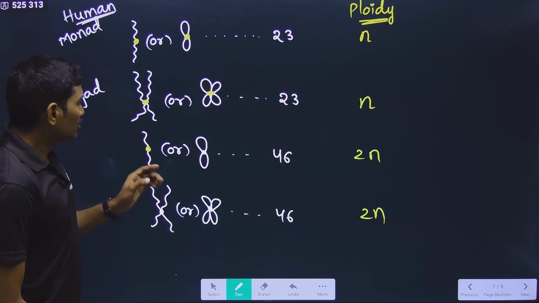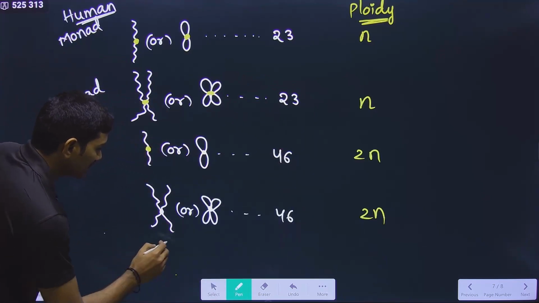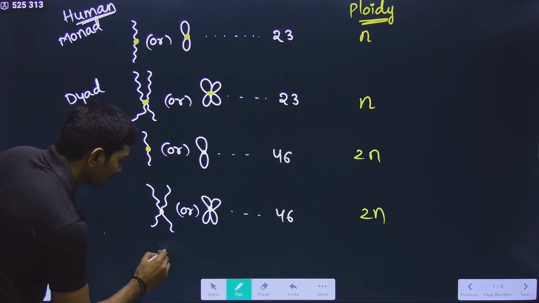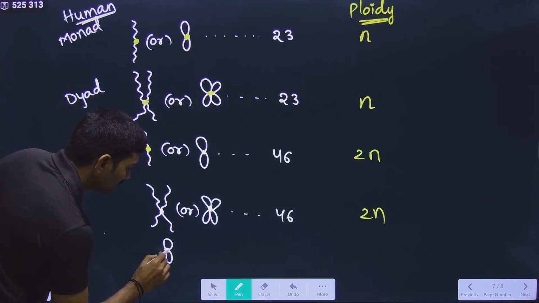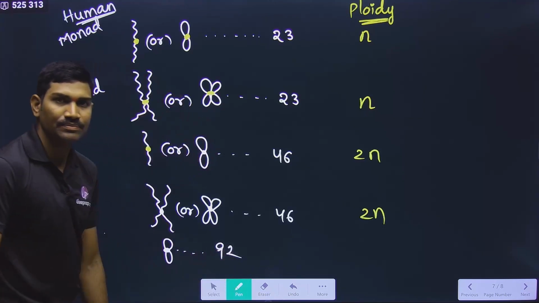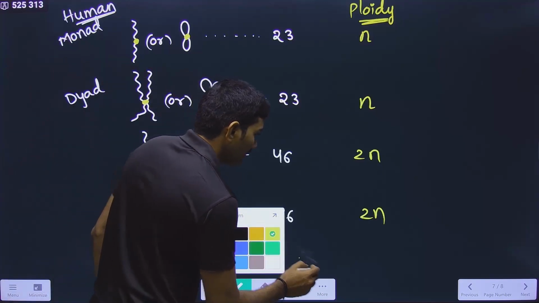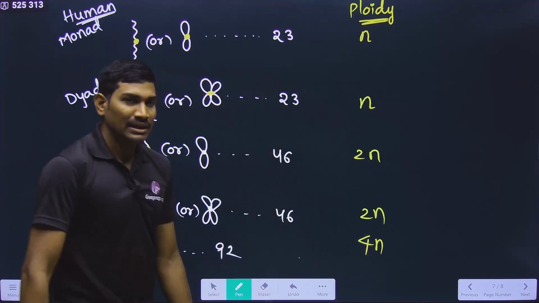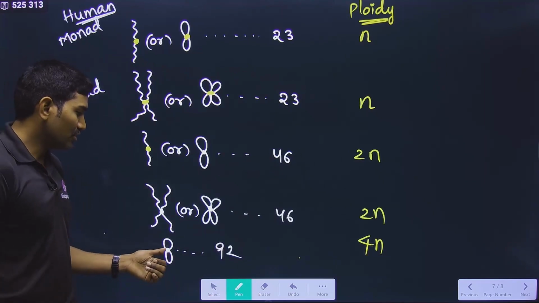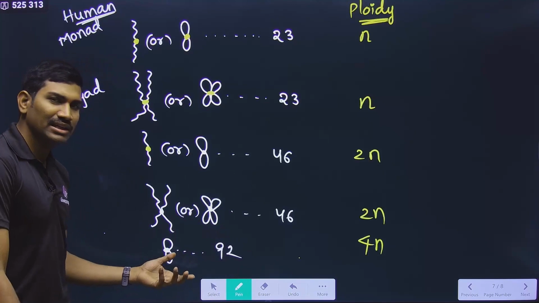Understood or not? Suppose like this, there is a condition like this. This condition you are observing, actually you are observing like this. Like this, if 92 are present, then what is the ploidy? The ploidy will be 4n. Actually, this you are observing in the Interphase 2, and even in the case of Telophase 2 also. I will tell you at the end of this one.